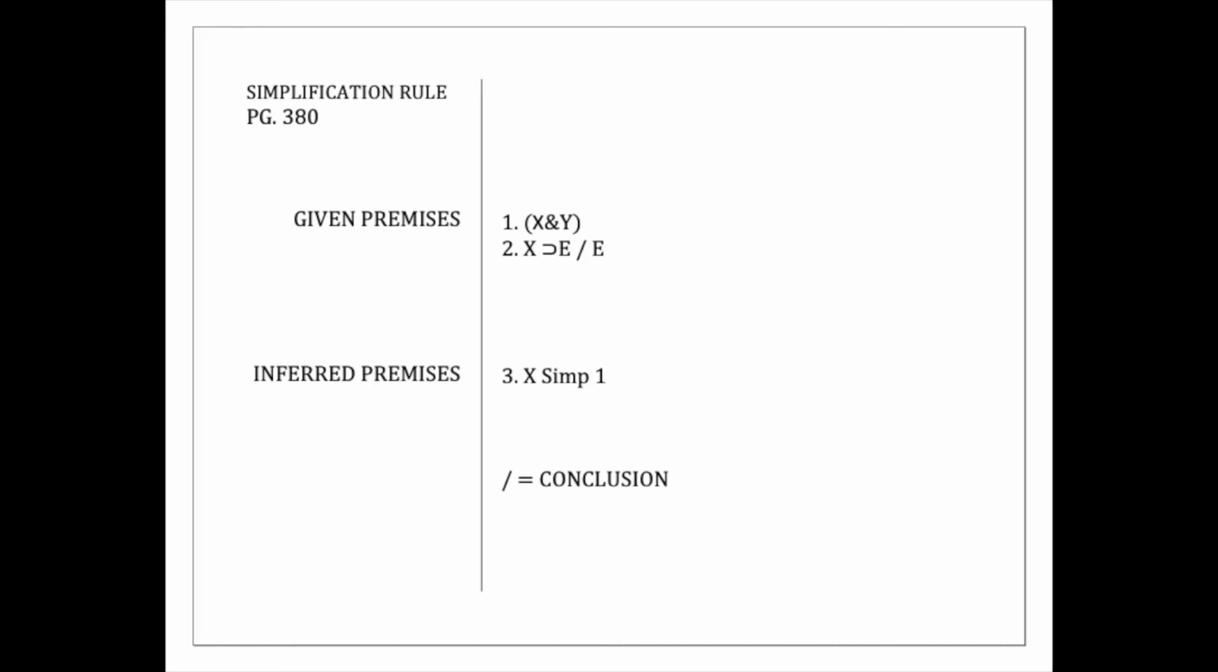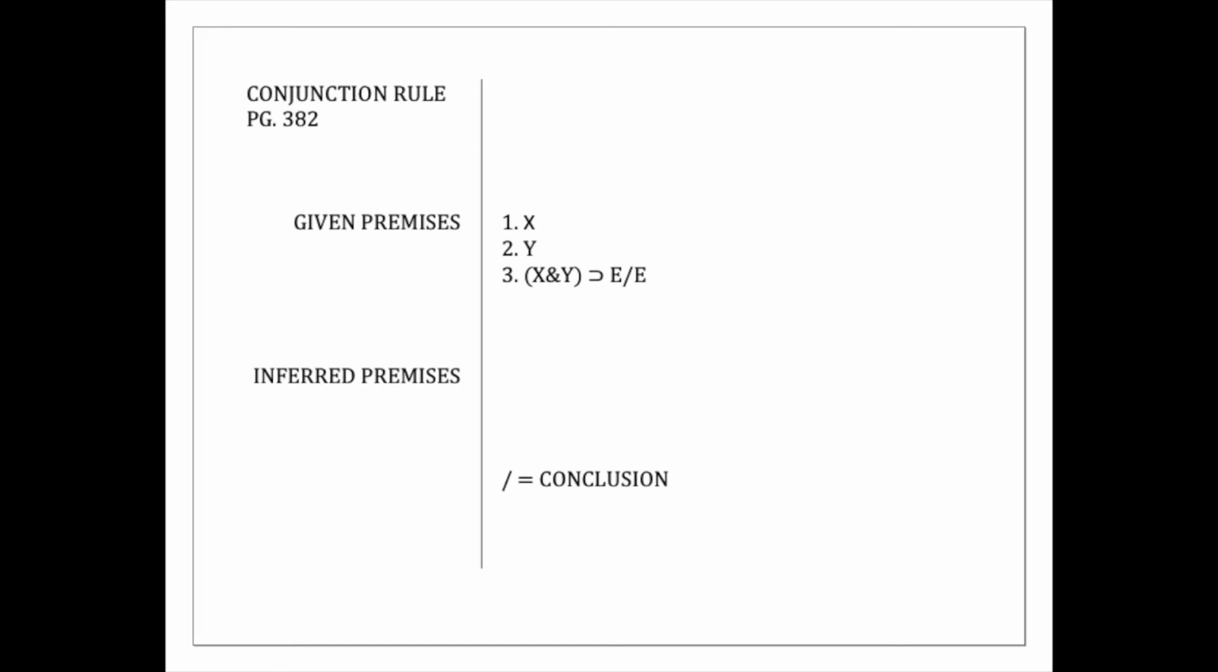Once we infer X, then we can infer E, based on the modus ponens rule, premise 2, and the inferred premise 3, because X is the antecedent of the conditional, if X then E, in premise 2. So you see how the simplification rule works. Let's see how the conjunction rule works.